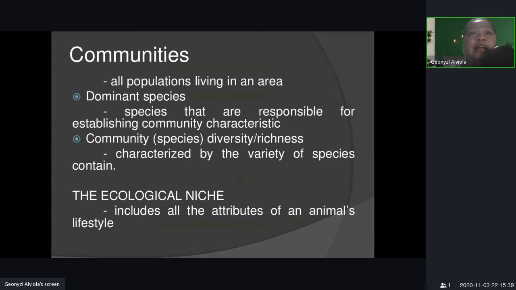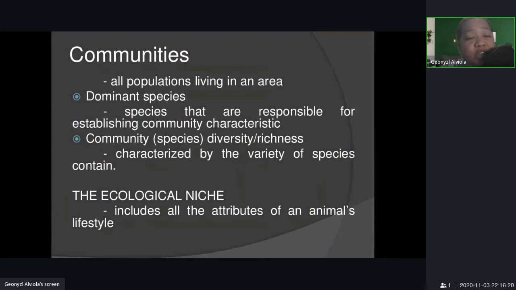For example, the richness of the rice field vegetation is not that rich when compared to the forest vegetation. Why? Because in a rice field, you could only find few species of plants in that area, compared to the forest ecosystem, where you have several species of plants. So the forest is rich in terms of vegetation compared to the rice field.